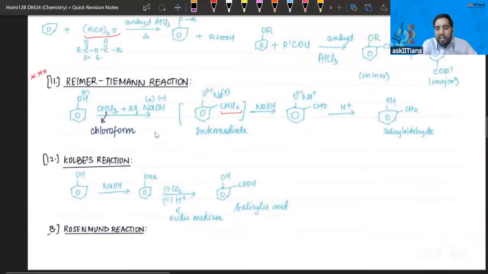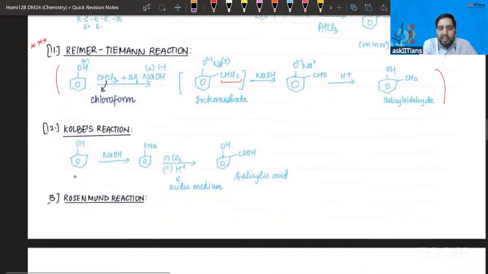Okay, you need not write the full reaction as I have explained to you. It will be given in hardly 1 or 2 marks. So you can give only this much of the reaction, and that will also provide you the full marks.